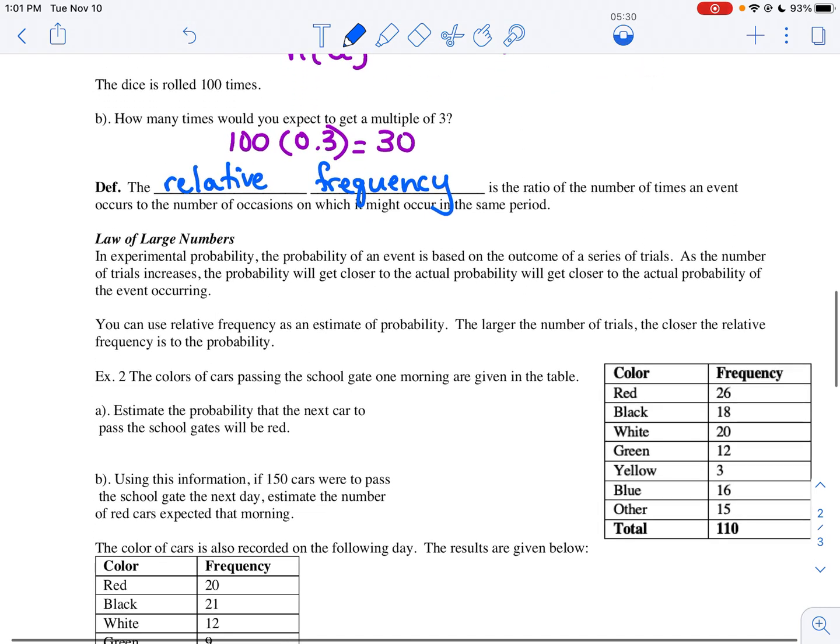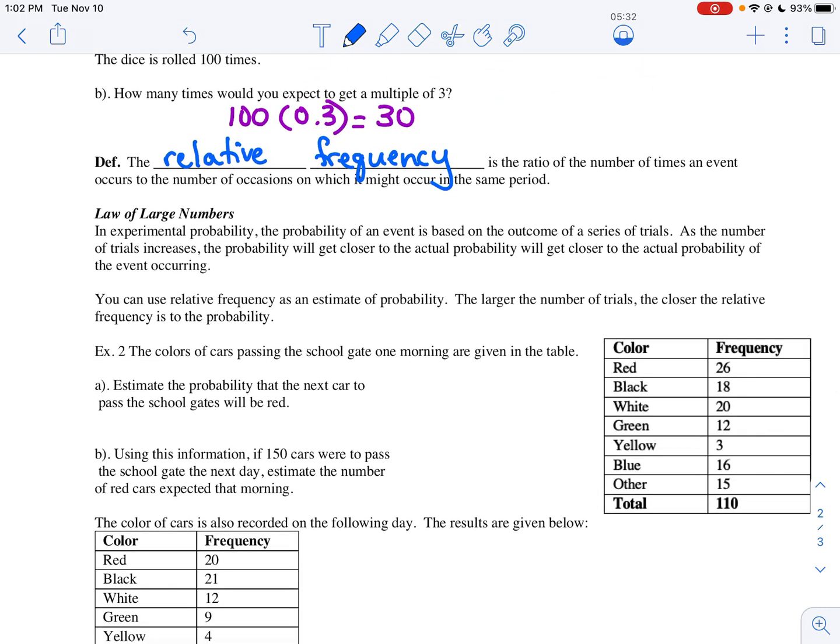We also have the law of large numbers. In an experimental probability, the probability of an event is based on the outcome of a series of trials. As the number of trials increases, the probability will get closer to the actual probability. So you can use relative frequency as an estimate of probability. The larger the number of trials, the closer the relative frequency is to the actual probability.